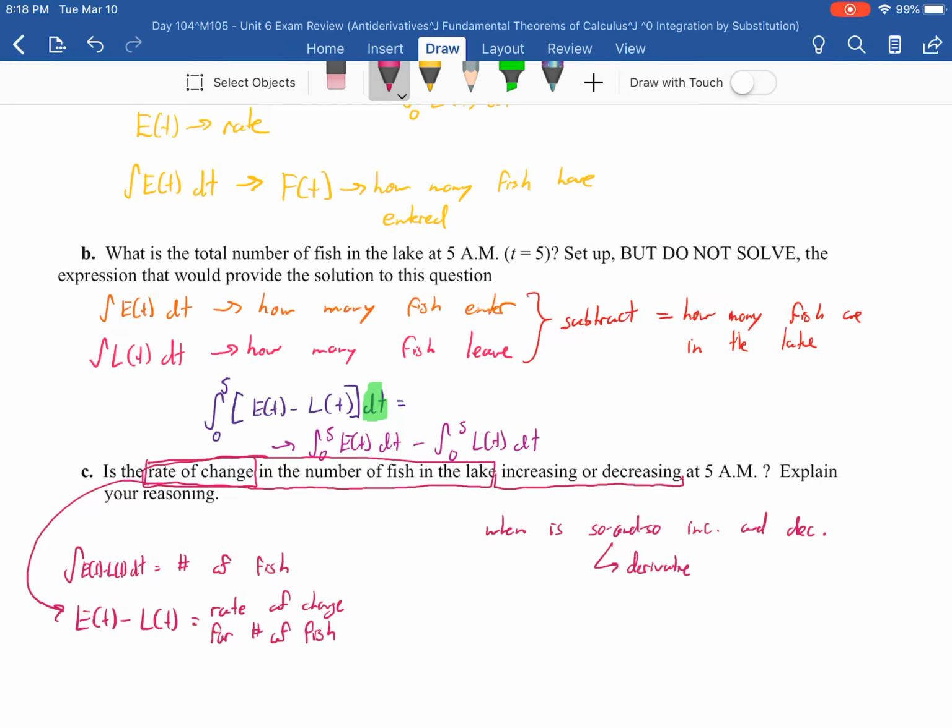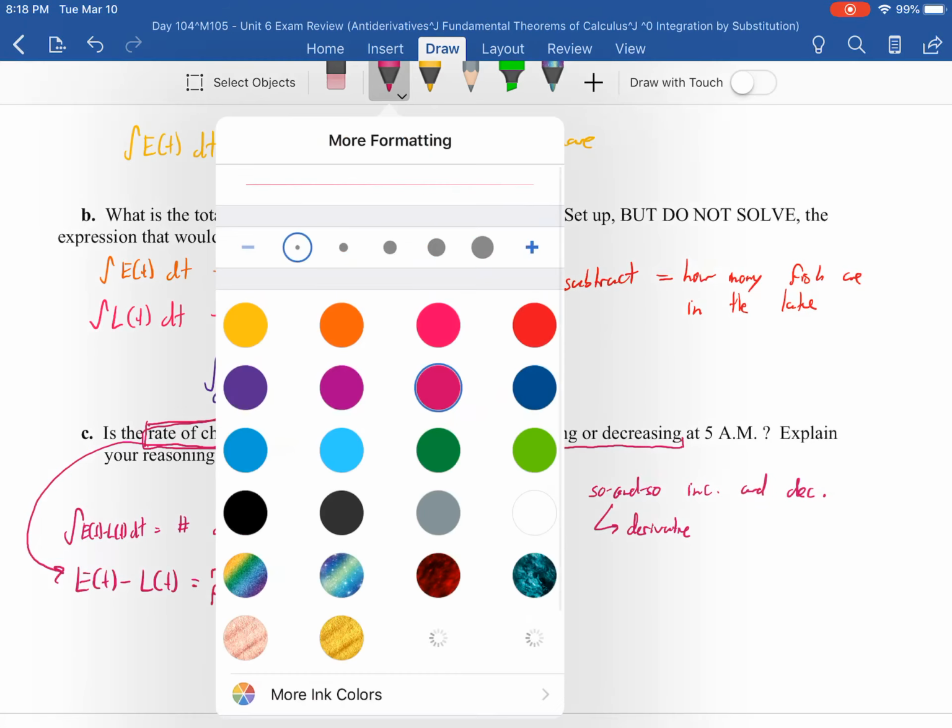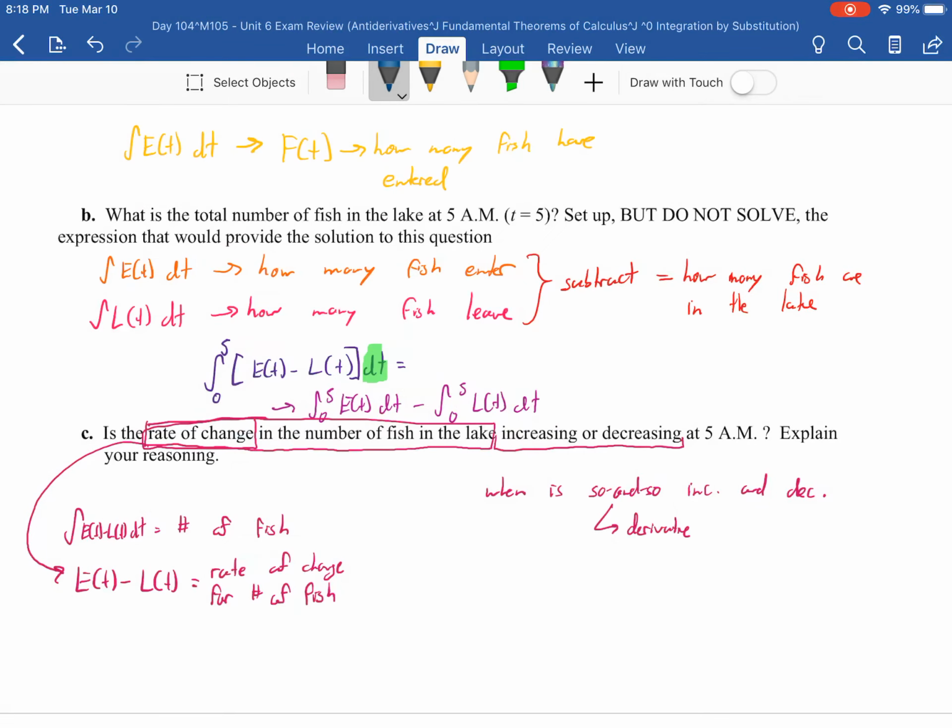All right, now let's take this a step forward. Now it's asking us to find, is the rate of change increasing or decreasing? Well, once again, whenever we have a question that's asking us whether something is increasing or decreasing, we have to take its derivative. So let's take the derivative of this expression. Taking the derivative of this expression is pretty simple. The derivative of this is just going to be E prime of t minus L prime of t.